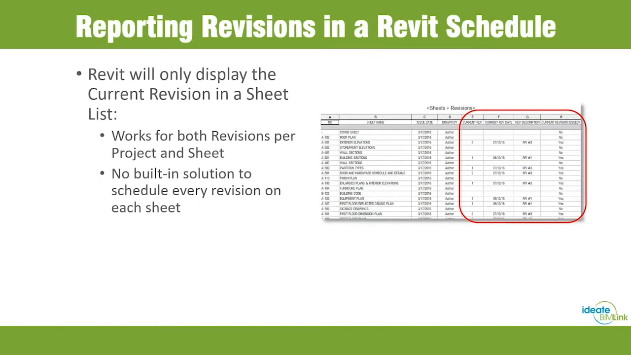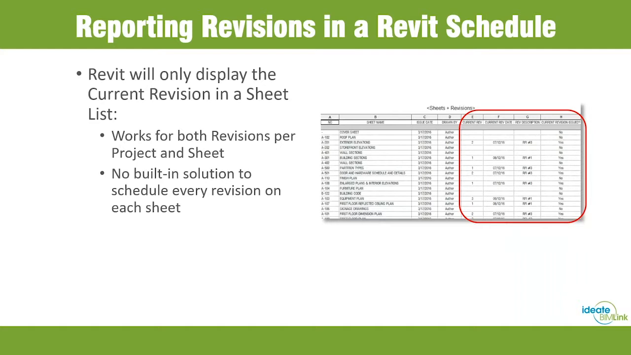And so some of the issues or problems that you'll see, and I'm going to demonstrate that, is that when there are multiple revisions on a sheet or multiple revisions within a project, you can only show in Revit in a schedule the last or the current revision. So let's say that on a sheet you had 5 revision sequences.